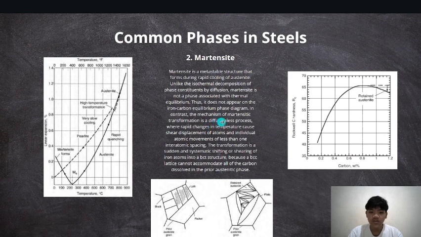In contrast, the mechanism of martensitic transformation is a diffusionless process, where rapid change in the temperature causes displacement of atoms and individual atomic movements of less than 1 atomic spacing. The transformation is a sudden and systematic shifting or shearing of the iron atoms into a BCT structure, because a BCT lattice cannot accommodate all of the carbon dissolved in the prior austenite phase.